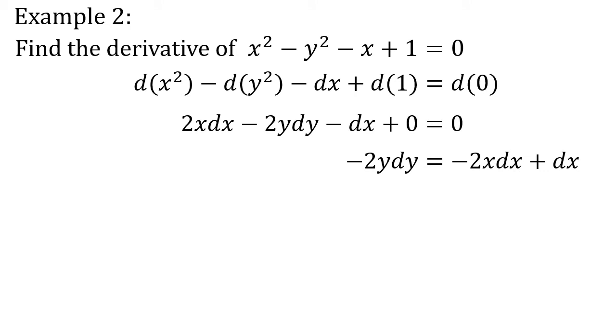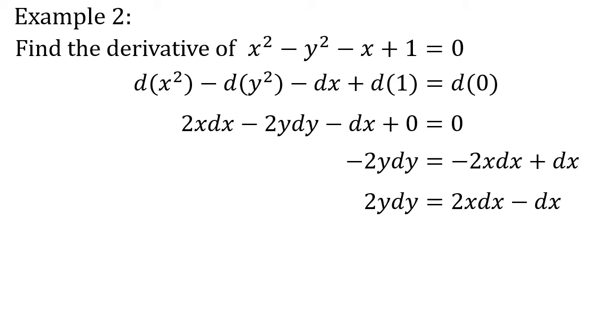Then write the terms with dy on the left side of the equation. Transpose the terms with dx to the right side of the equation. So this will become negative 2y dy equals negative 2x dx plus dx. So we can multiply or divide both sides of the equation by negative 1. So it will become 2y dy equals 2x dx minus dx.